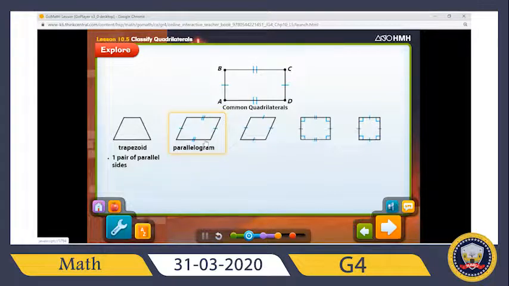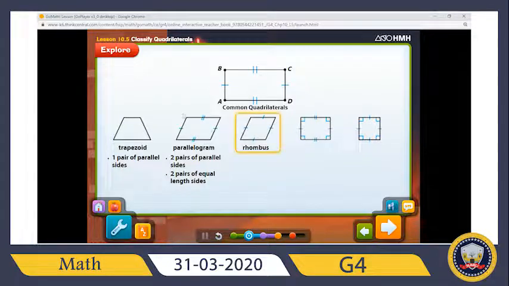What about parallelogram? So let's check. In this one I can say two pairs of parallel sides. Remember, these sides are parallel, and the other sides are also parallel. And I can say there are two pairs of equal length sides. How can I know? This line segment, this side, and the opposite side have equal length. And check them: this line segment and the opposite line segment also have equal length.